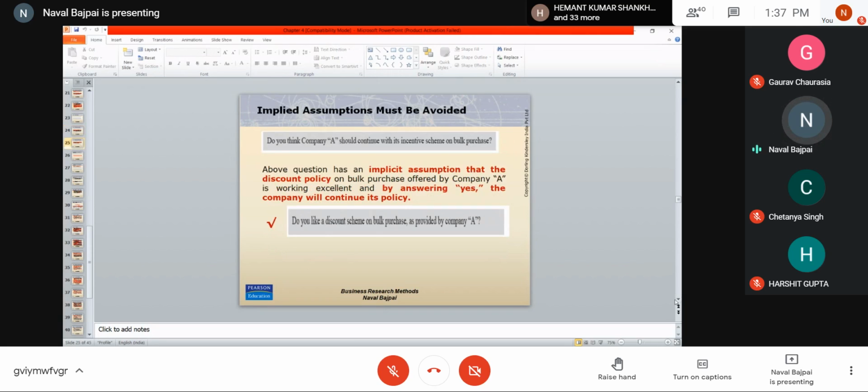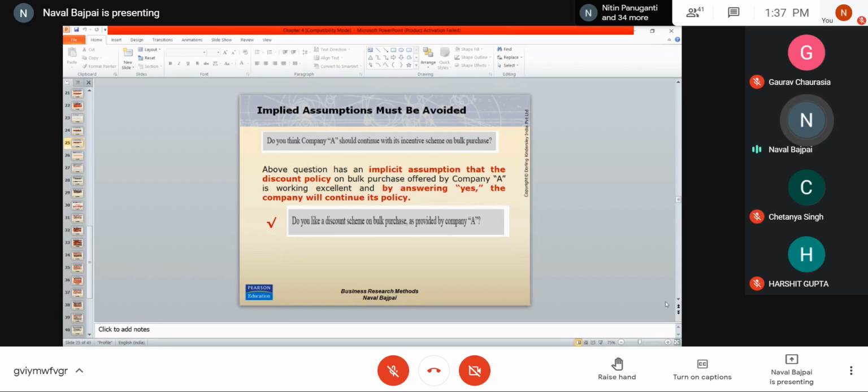Implied assumptions must be avoided as much as possible. What is an implied assumption? I'm having some favor for company A, and I ask this question emphasizing: do you think company A should continue with its incentive scheme? That means I'm happy with the incentive scheme of company A, and I'm asking this question in order to get the yes answer. A more balanced way of asking: do you like a discount scheme on bulk purchase as provided by company A? And in the manner I ask a question, if I emphasize some particular word, different answers would come up.